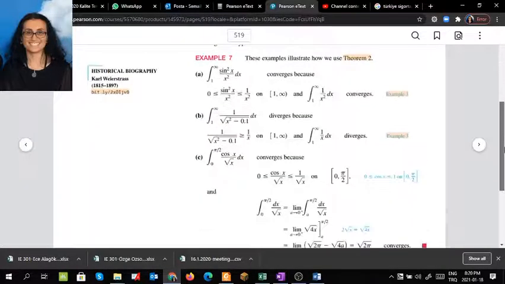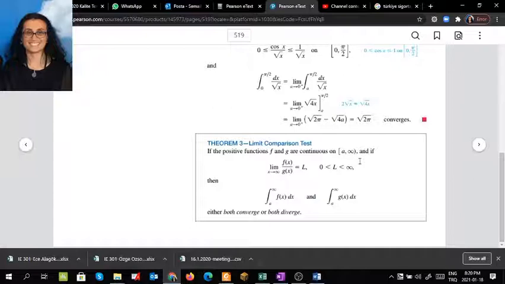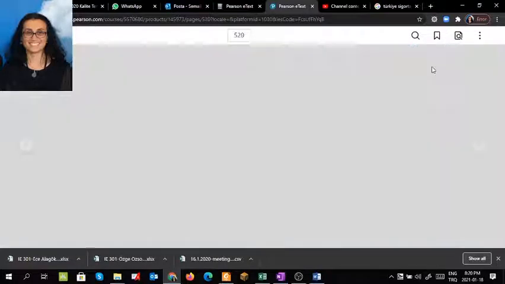Be careful about this limit comparison test, because we are talking about the integral from a to infinity. So see, x is in here, so we can let x go to infinity. Be careful. In the tail, we just check how the functions are behaving, and if their ratio has a finite limit, then the integrals are going to act the same way. Either both converge or both diverge. Okay, let's continue.